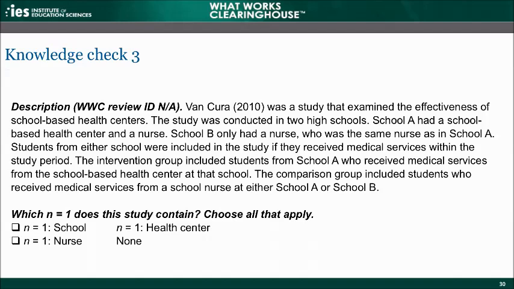Students from either school were included in the study if they received medical services within the study period. The intervention group included students from School A who received medical services from the school-based health center at that school. The comparison group included students who received medical services from a school nurse at either School A or School B. Which n=1 confound does this study contain? Choose all that apply.